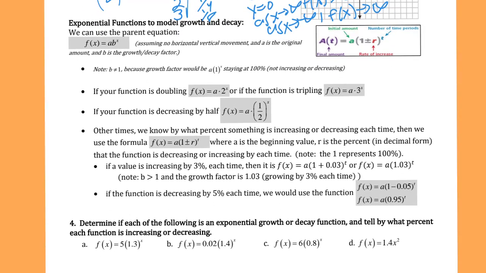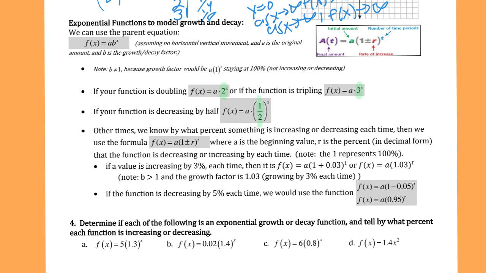And so we've talked about it quite a few times recently that if this b value is going to be bigger than 1, it's going to be increasing. So if it's actually a 2, it's going to be doubling each time. If this number is a 3, it's tripling each time, because every time you times it by 3, it gets 3 times as big. If you times it by half, it's going to be decaying by half, okay?